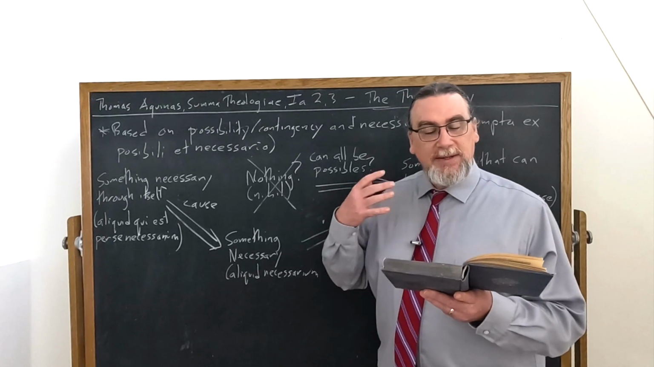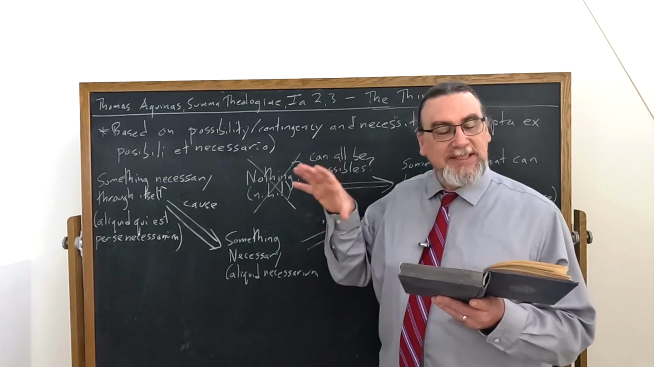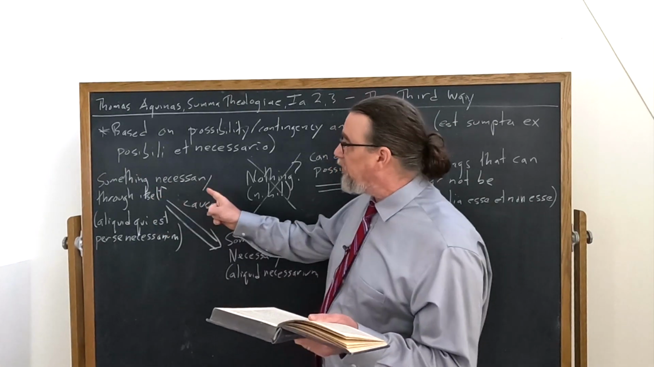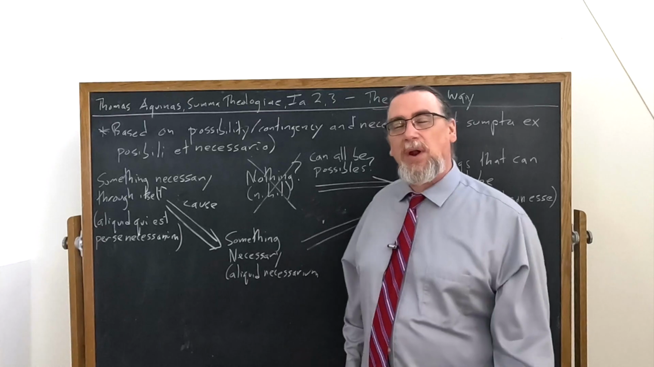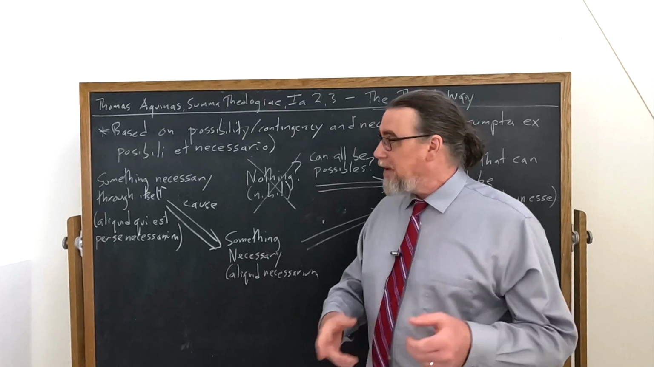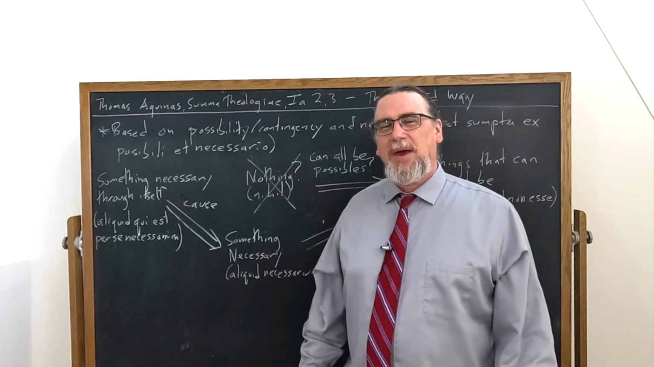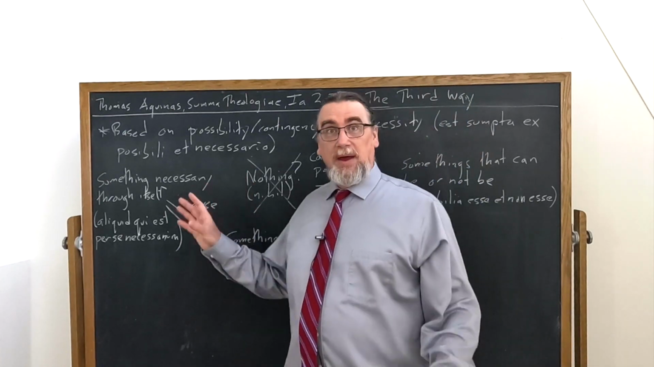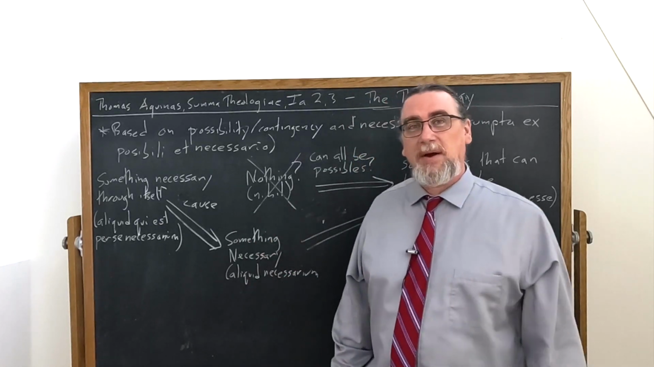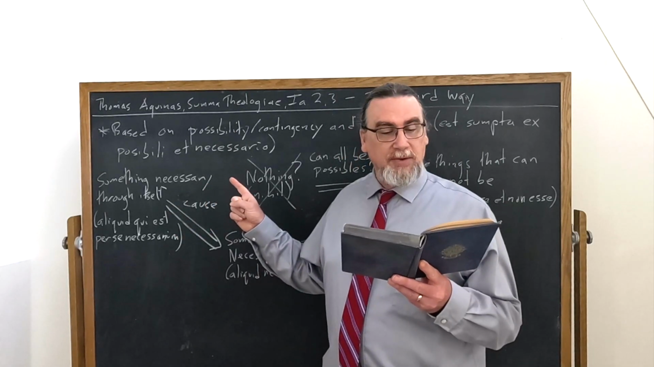we must, or it's necessary to posit, ponere, set down, something that is necessary through itself or by itself, however we want to translate per se. Aliquid quod est per se necessarium. Something. We don't quite know yet what exactly this is, but we're saying, hey, you can't trace it back ad infinitum, into infinity. So there's got to be something absolutely necessary, we might say, right?